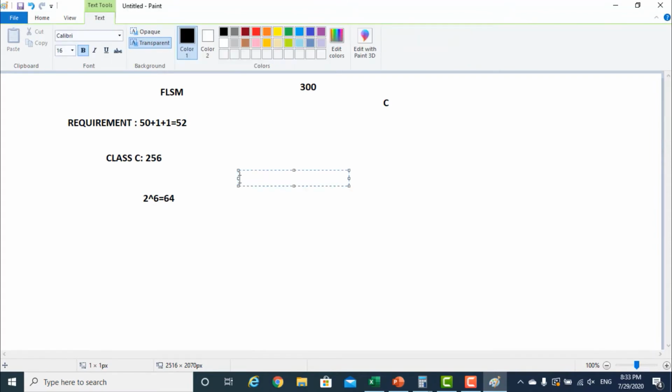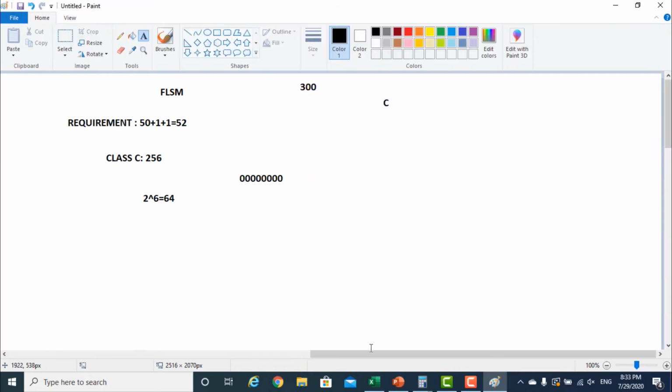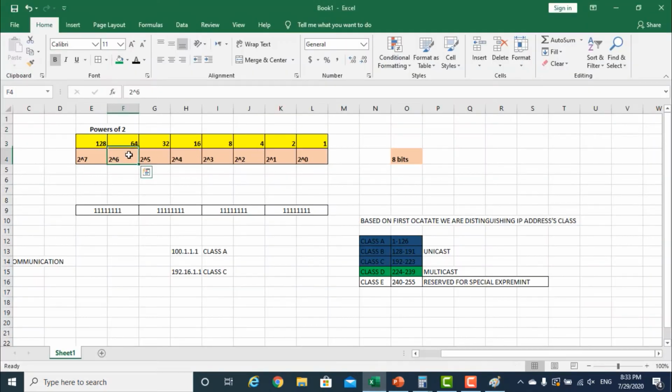An octet has content for how many bits? 1, 2, 3, 4, 5, 6, 7, 8. A single octet contains this many devices. Your 64 comes till here, which means your host starts from here. You don't need 1, you need more, not 2, not 8, not 16 or 32, but 64, because your requirement is under 64, so you don't need more than this. So till this range, everything is fine for you.